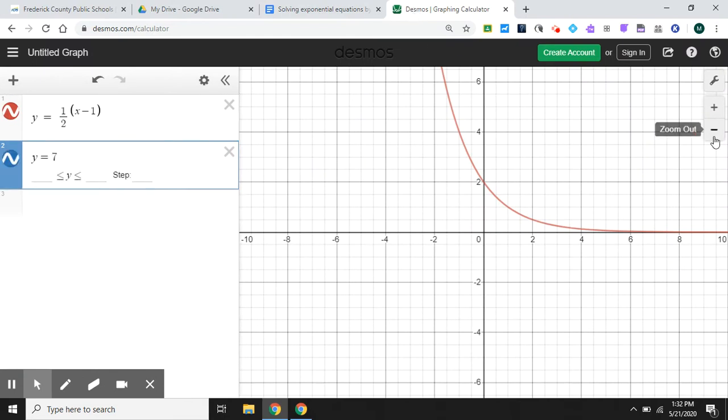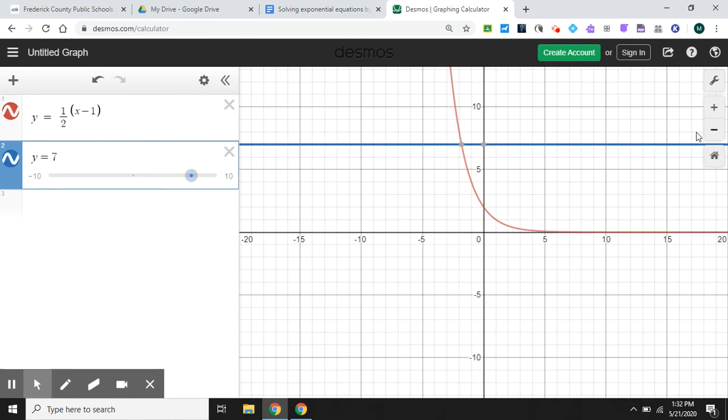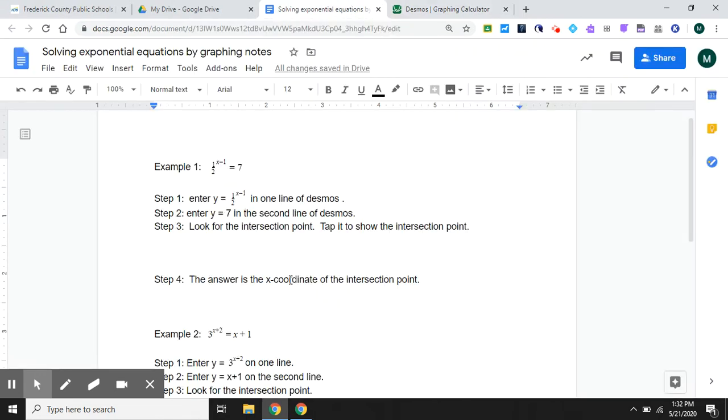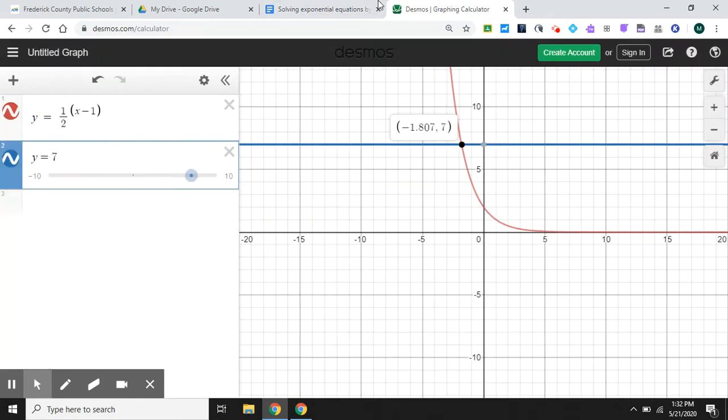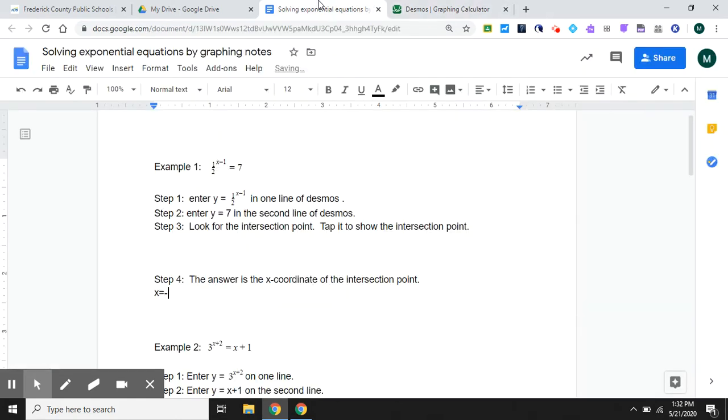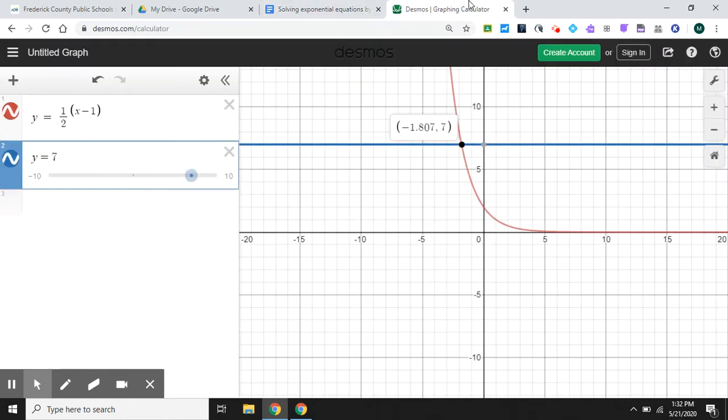And you might have to zoom out a little bit. There we go. And then we just look for the intersection point. So the intersection point is where the red and the blue intersect. They intersect there at negative 1.807, comma 7. Now, your answer is always going to be just your x value. So x then is equal to negative 1.807.